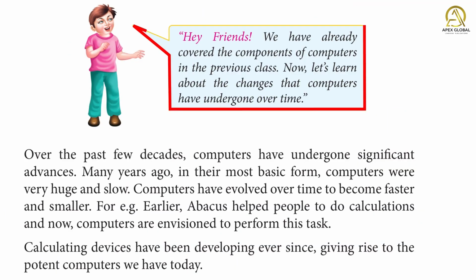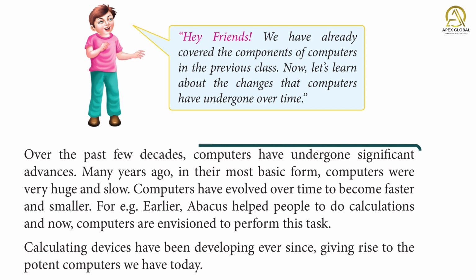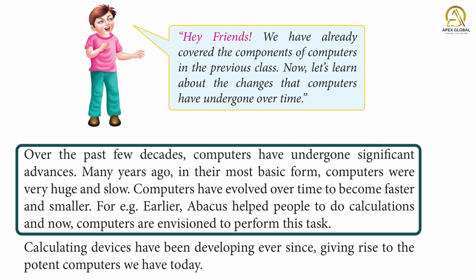Hey friends, we have already covered the components of computer in the previous class. Now, let's learn about the changes that computers have undergone over time. Over the past few decades, computers have undergone significant advances. Many years ago, in their most basic form, computers were very huge and slow. Computers have evolved over time to become faster and smaller.